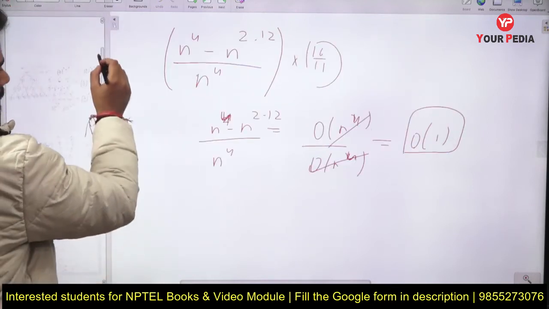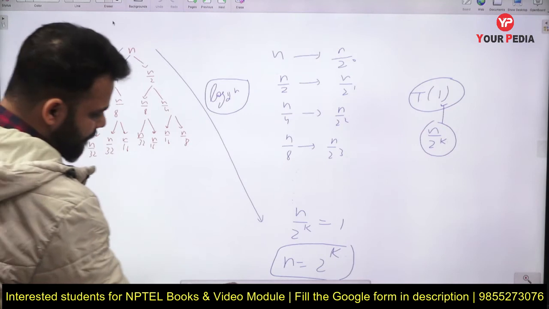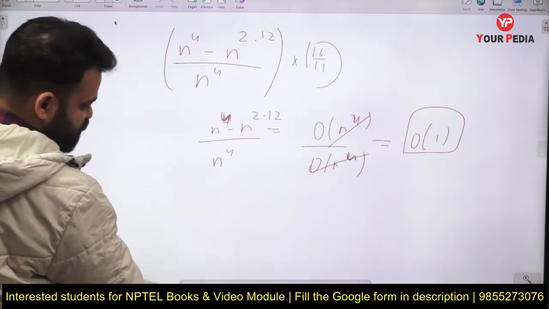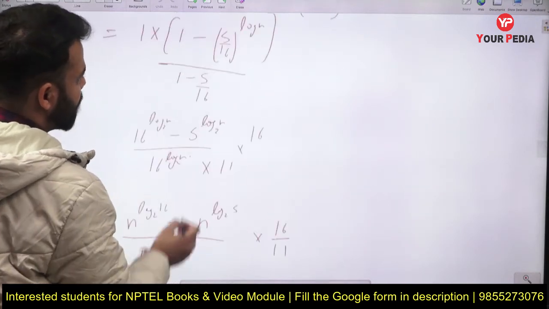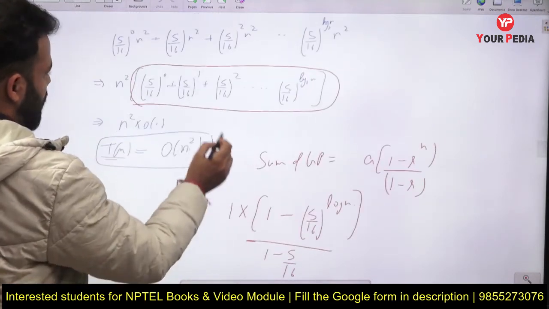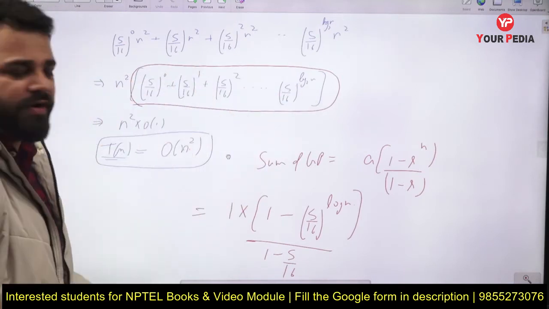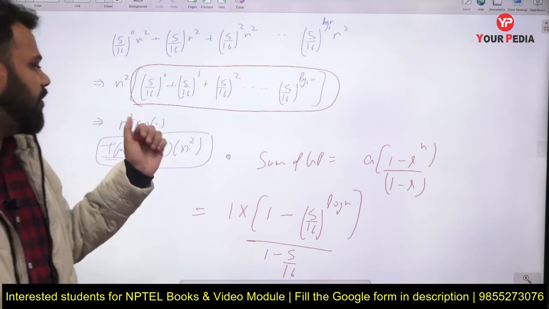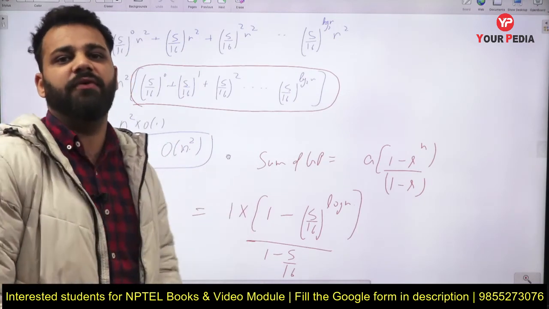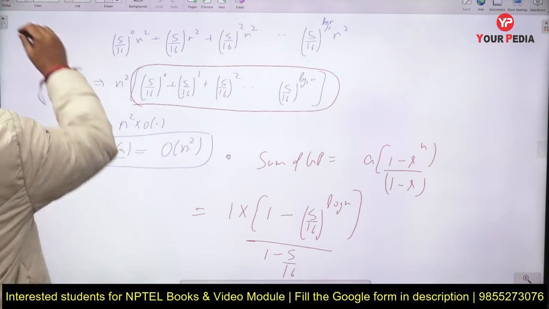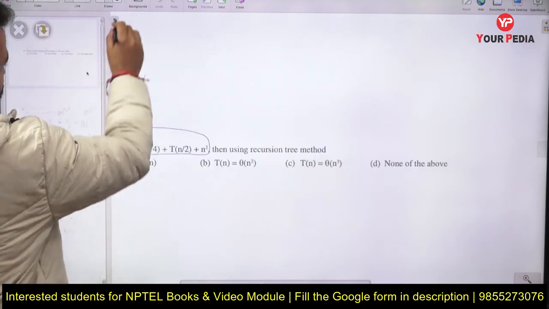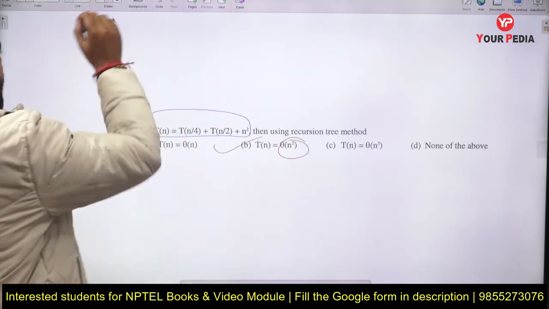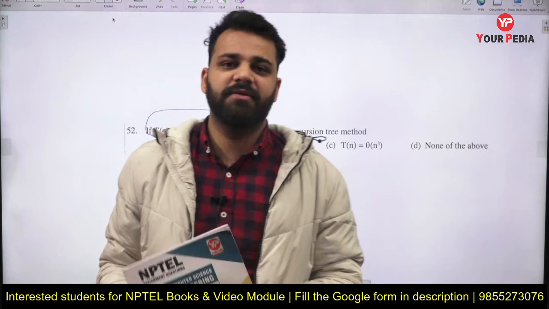So if you look here, the sum of decreasing GP is order of 1. We have n square as the multiple of this, so n square into order of 1 will give you order of n square. So the time complexity for this tree will be order of n square. So the correct option will be n square. So I hope you understood this concept.